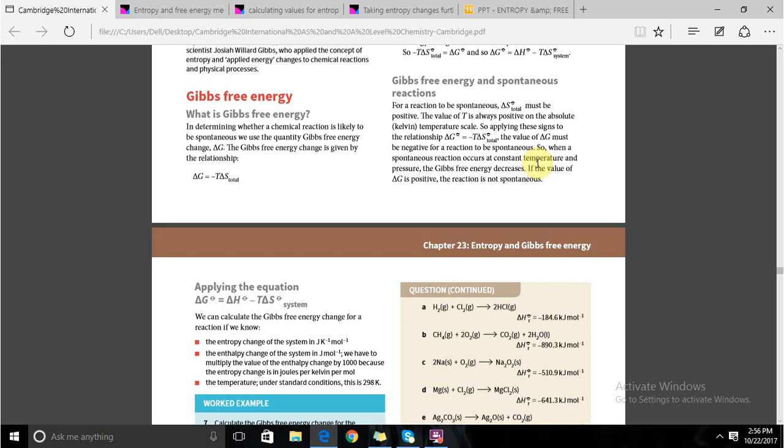So when a spontaneous reaction occurs at constant temperature and pressure, the Gibbs free energy falls. In the opposite scenario, the entropy would have increased. And if the value of delta G is positive, the reaction is certainly not spontaneous.